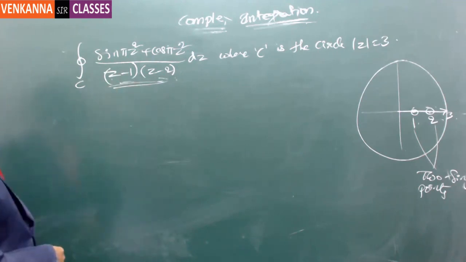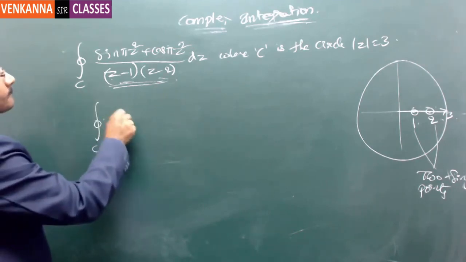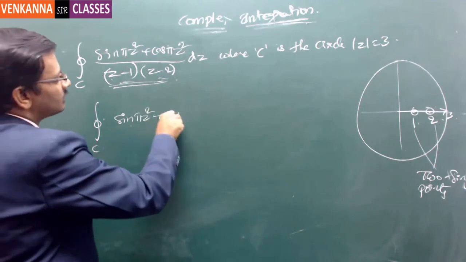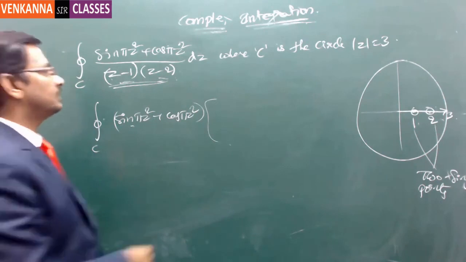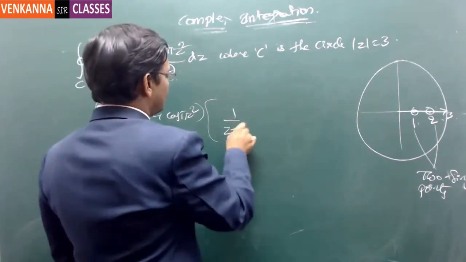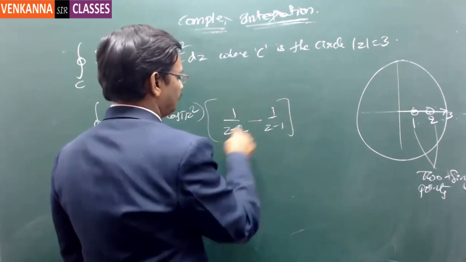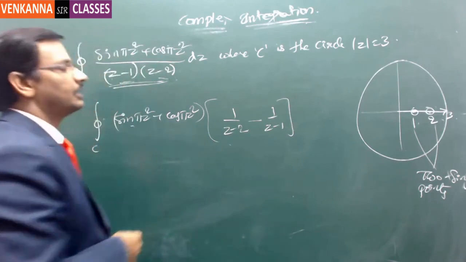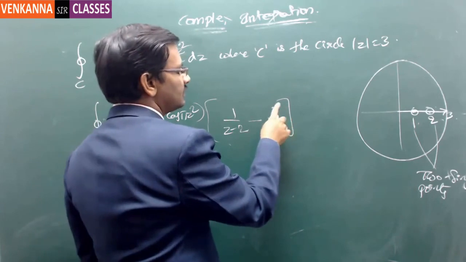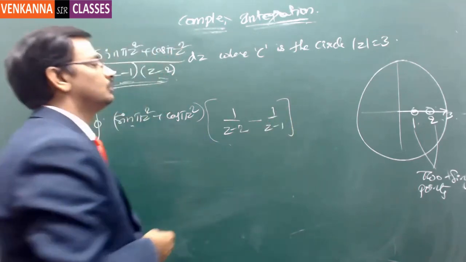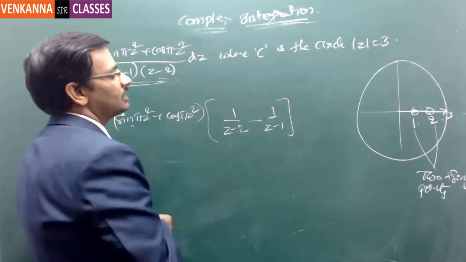Now, being two singular points, what I can do is this: the denominator being the poles, we have to divide into partial fractions. That is the integral over the closed contour C of (sin pi z squared plus cos pi z squared). This can be divided into partial fractions. The way we can do it is 1 by z minus 2 minus 1 by z minus 1. So this is correct, right? z minus 1 minus (z minus 2), that is z will cancel and 1 minus minus 2, sorry, minus 1, plus 2. So this is plus 1 divided by (z minus 1) into (z minus 2).